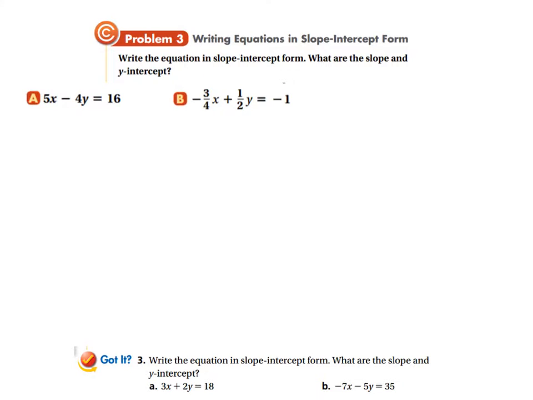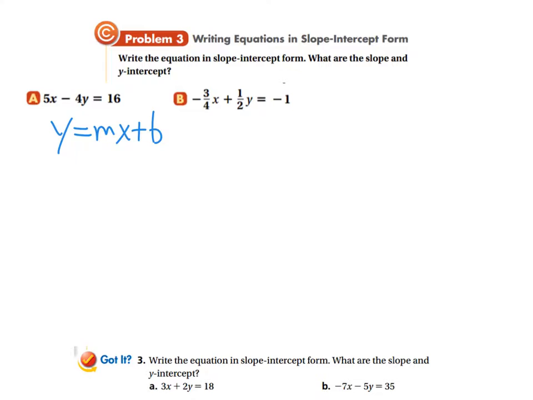Alright, next we're going to take a look at writing equations in slope-intercept form given an equation in a different form. And then once we do that, also identifying the slope and the y-intercept. So again, really trying to get some practice working with these equations and going to that slope-intercept form. Our first example, 5x minus 4y equals 16. Again, if we're going to get it into slope-intercept form, we need to know what we're aiming for. We're aiming for y equals m times x plus b. So really we're trying to solve for y.